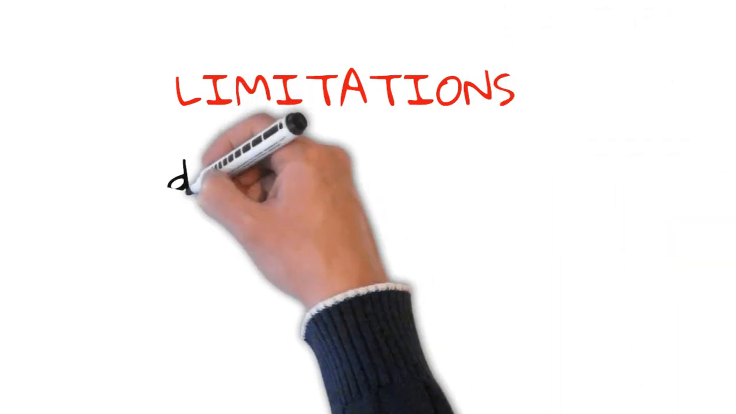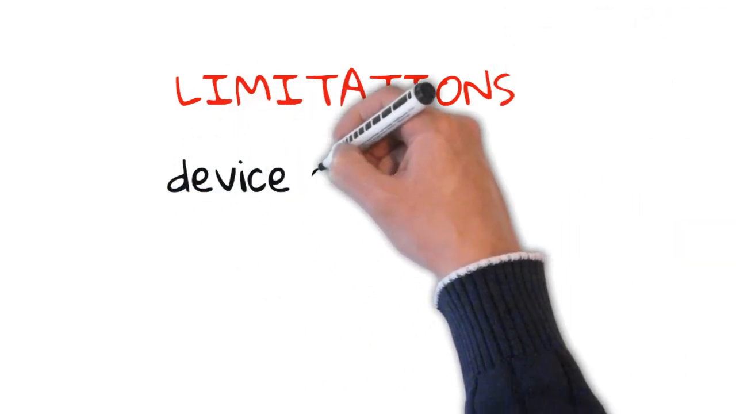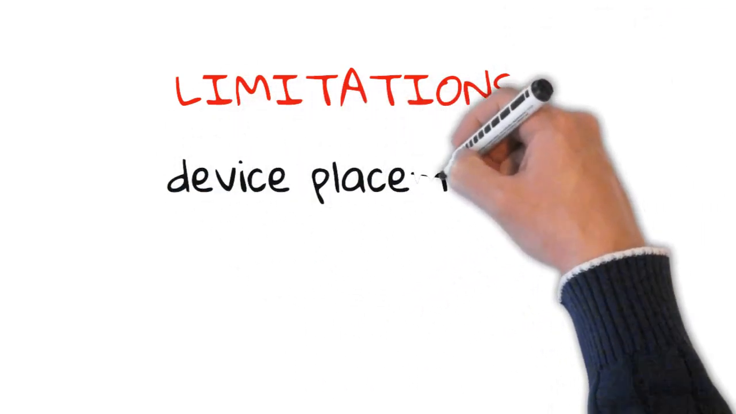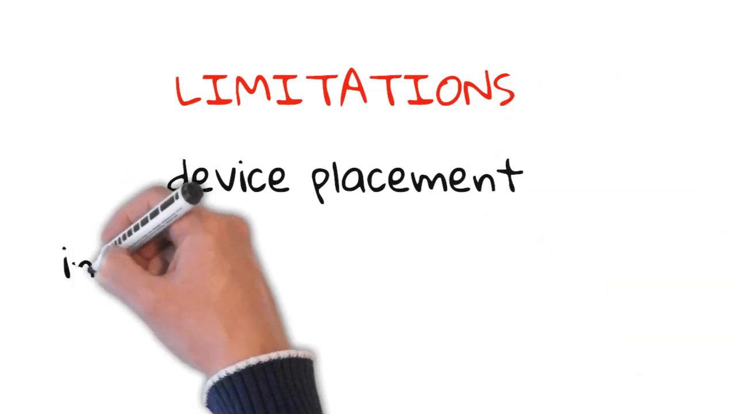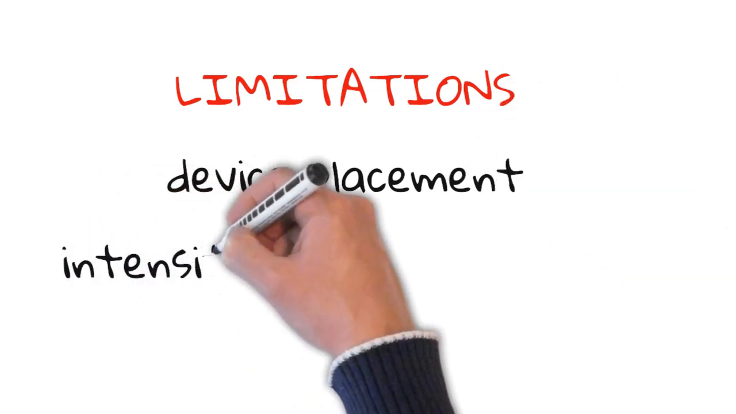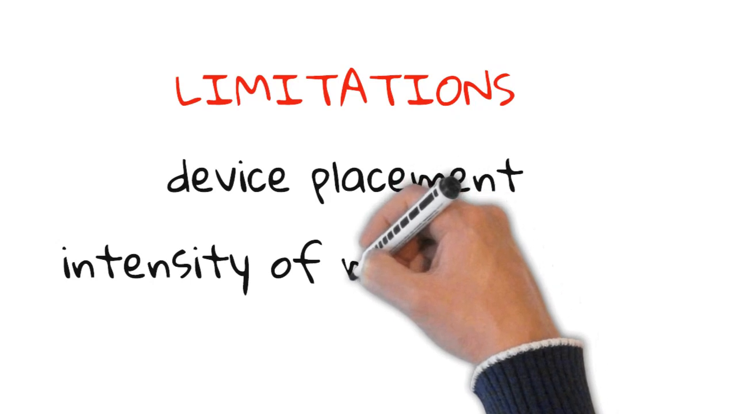Accelerometers also have some limitations, such as device placement. The accuracy of accelerometer measurements can be affected by the placement of the device on the body, as well as individual differences in movement patterns.